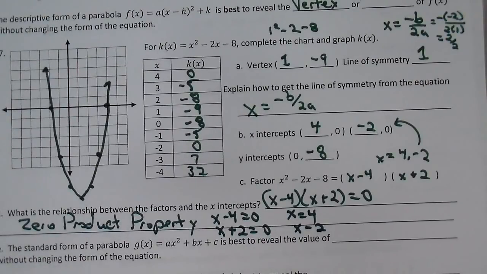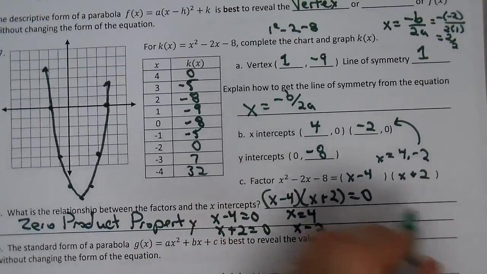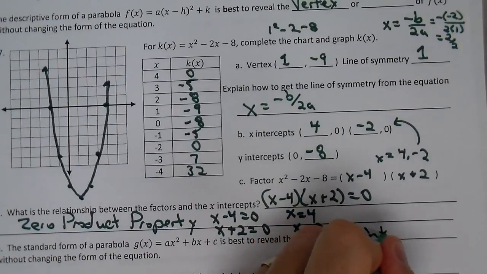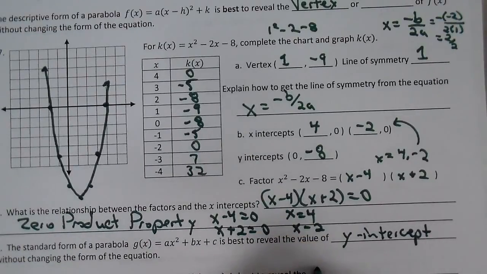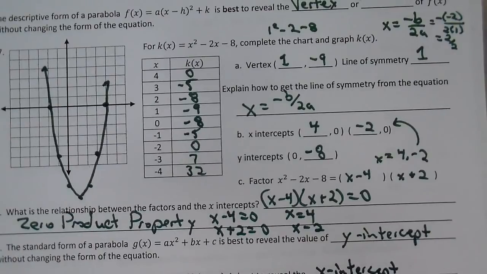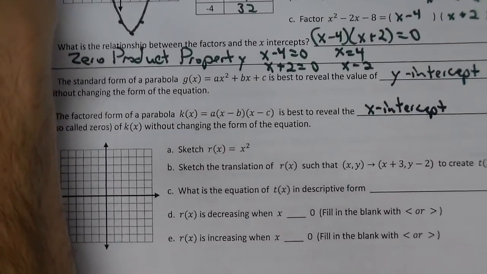Now, the standard form of the parabola is the best way to reveal the value of the y-intercept without changing anything, because again, we can just make the x 0. It automatically gives us the y-intercept. Now, on the other hand, when it's in that factored form already, this is definitely the best way to find the x-intercepts, or like it calls it, the zeros or the solutions of the equation.